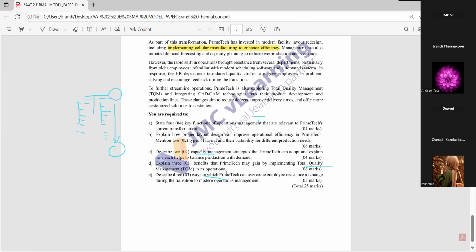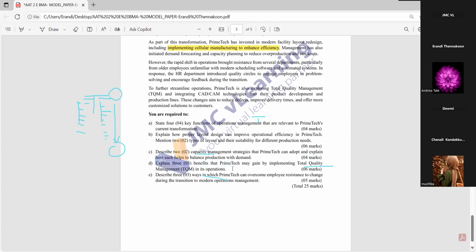And then customer satisfaction: improved product quality and, through improving product quality and consistency, total quality management helps to build loyalty and reduce complaints, right? And cost efficiency: total quality management also reduces waste, errors, rework. So these benefits are there, so you can write these benefits. You have to align your answer with Prime Tech, right? And if you want to get full marks, you have to align your answers with Prime Tech.